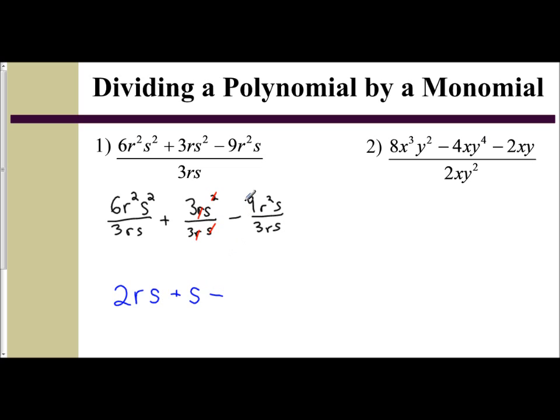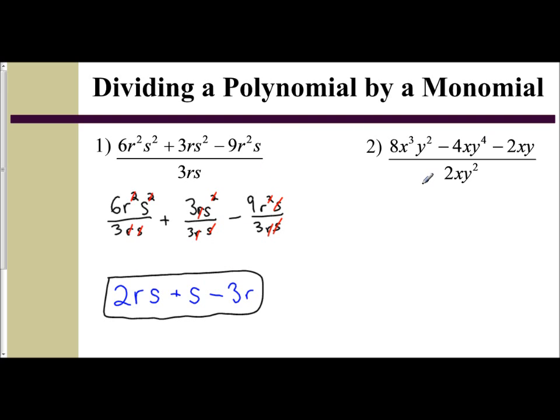And then negative 9 divided by 3 is negative 3. You have 1s on top, 1s on the bottom, so they're going to cancel. You have an r on the bottom with 2 on top, so you're going to be left with 1r on top. And so let me mark what we did here. Our final answer when we do the division is 2rs plus s minus 3r.